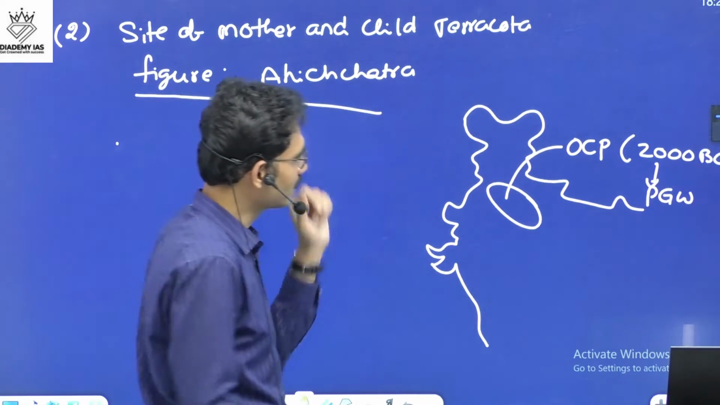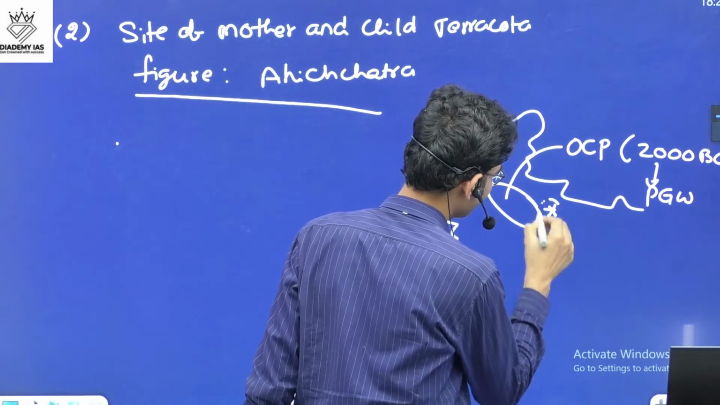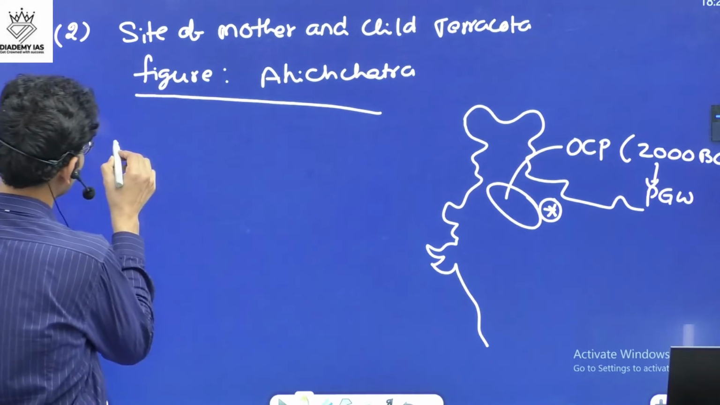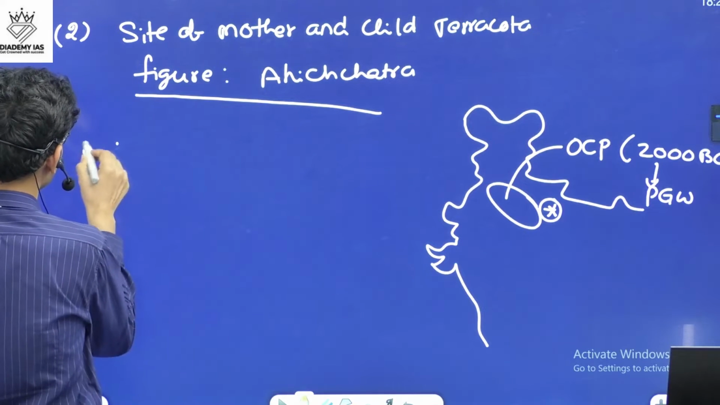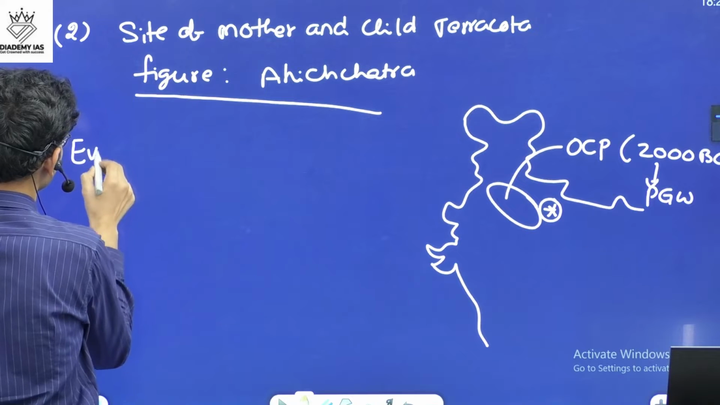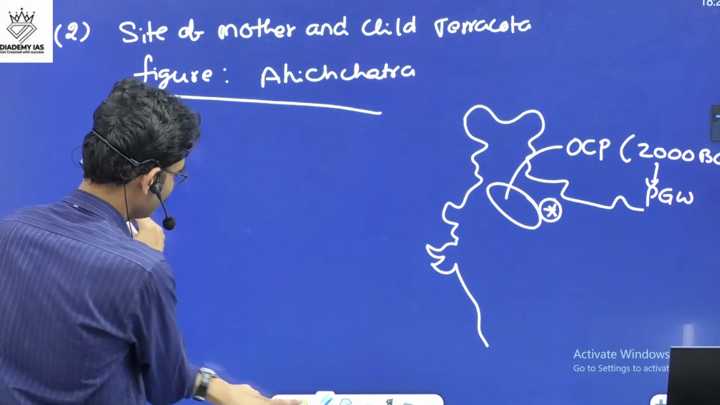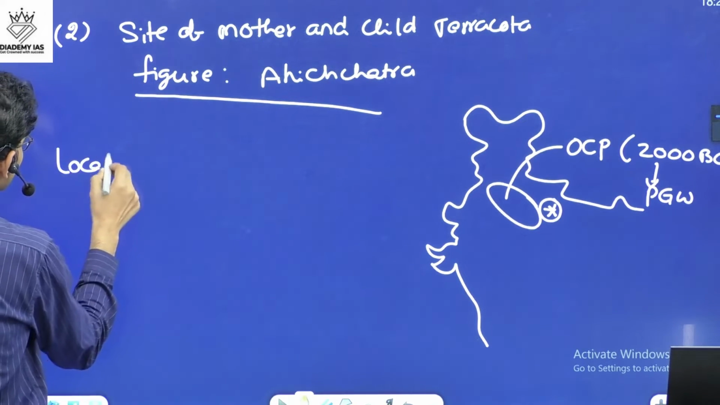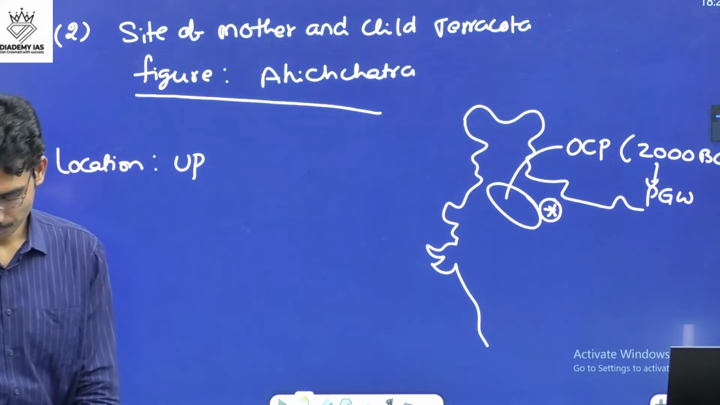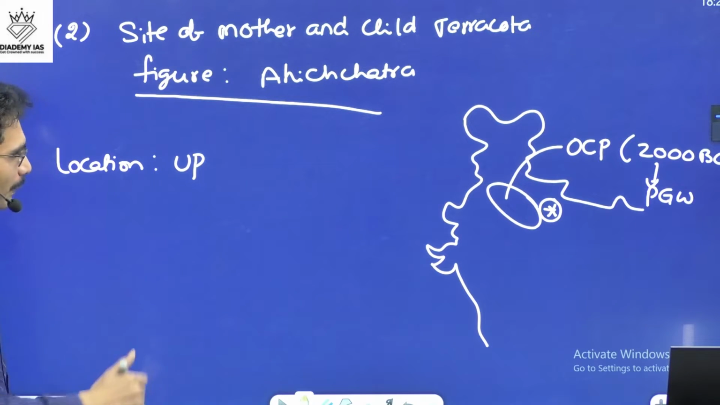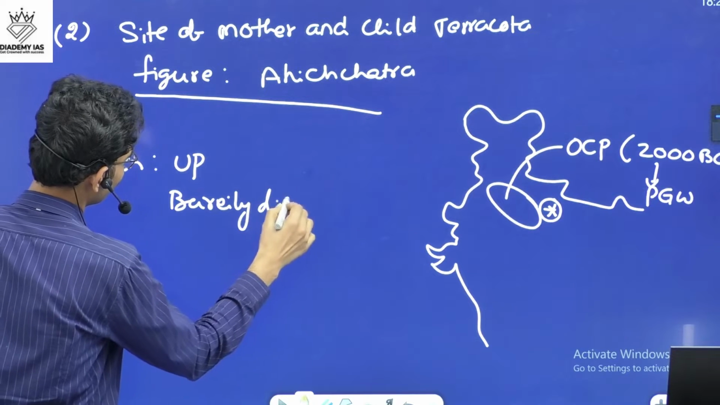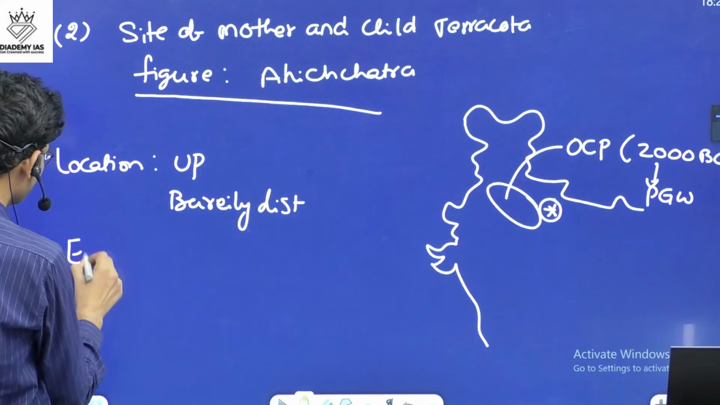So when it comes to Ahichatra, it is located here. This Ahichatra gives different layers of evidence. So first you give the location. UP, Bareilly district.